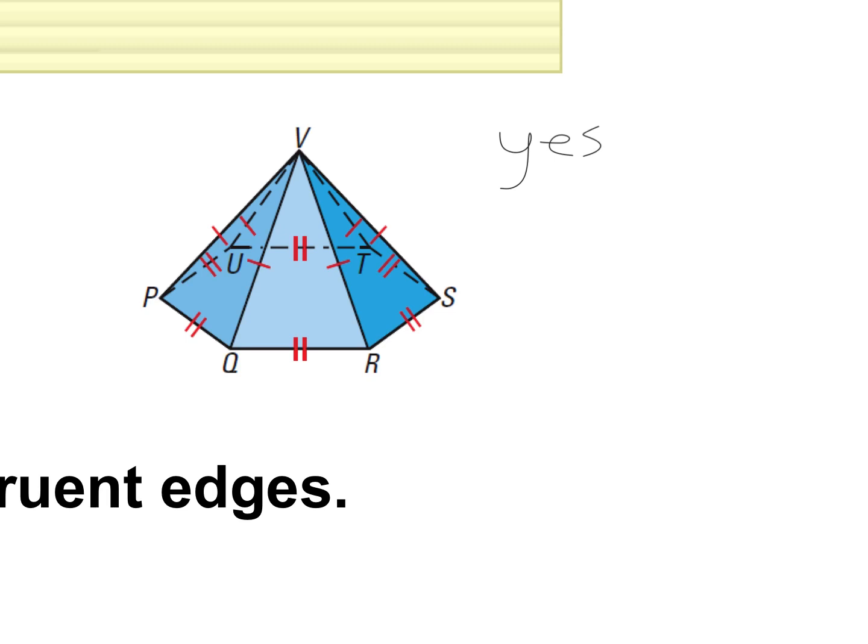Now we need to decide, is it a prism or a pyramid? Why is it a pyramid? It goes to a vertex or a point. Okay, so this would be called a hexagonal pyramid. Yep, hexagonal pyramid.